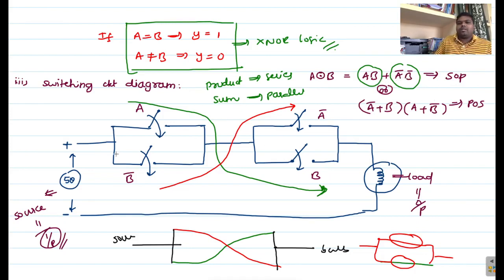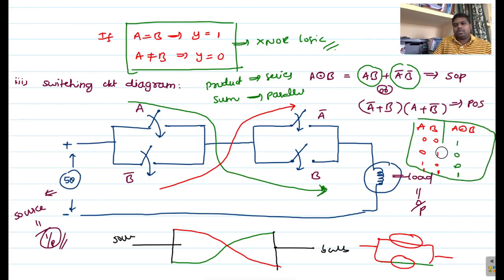Now you can compare with our truth table: A, B and A XNOR B, so 0 0, 0 1, 1 0, 1 1. Here the outputs are 1 0 0 1. Now you can compare with this particular table, whether it satisfies or not. Just do that analysis. Okay, this is about the switching circuit diagram of the XNOR gate.